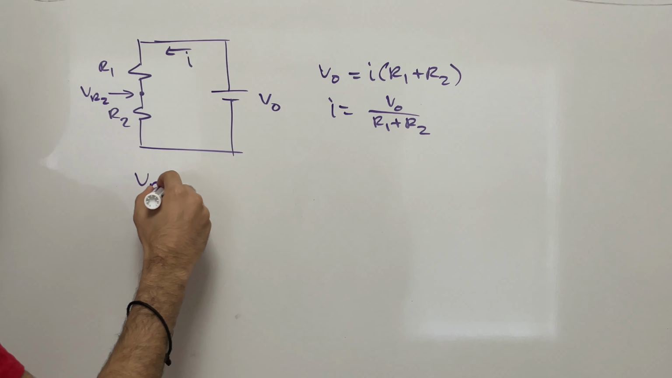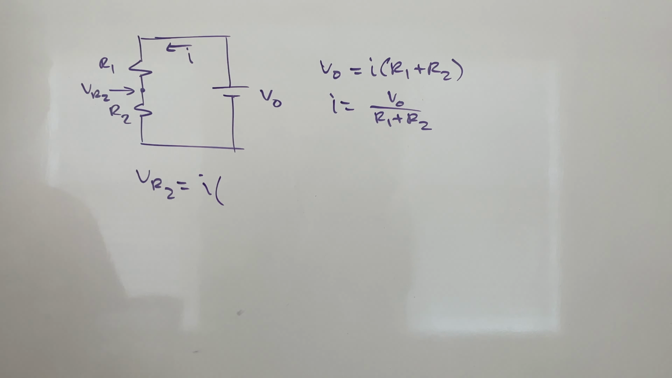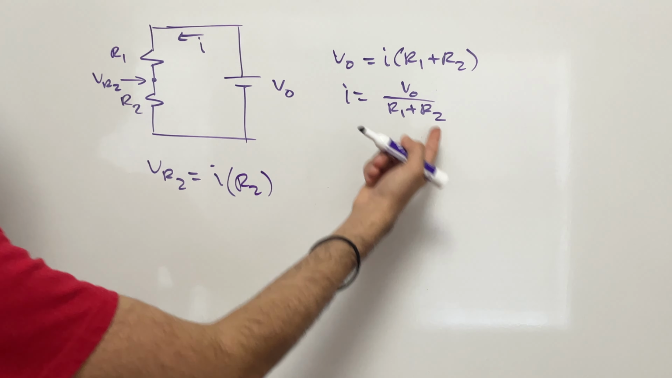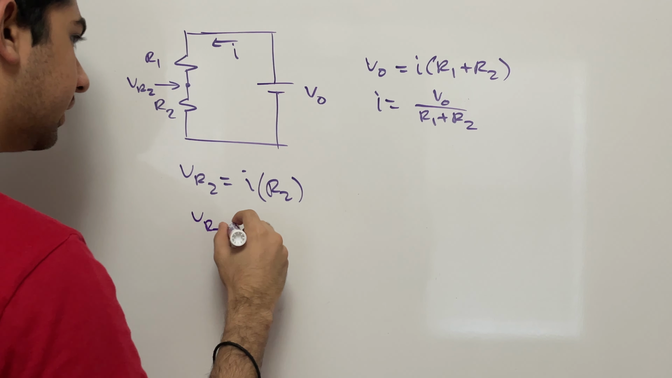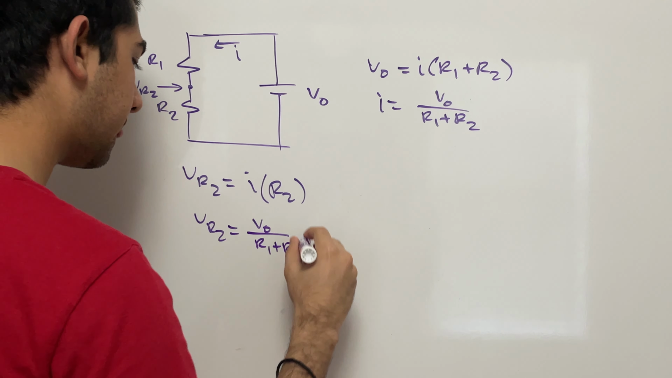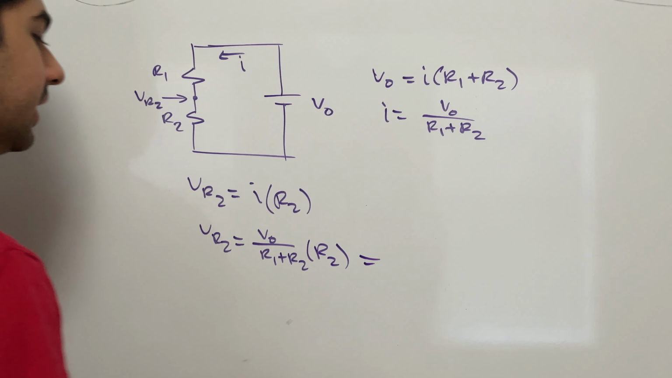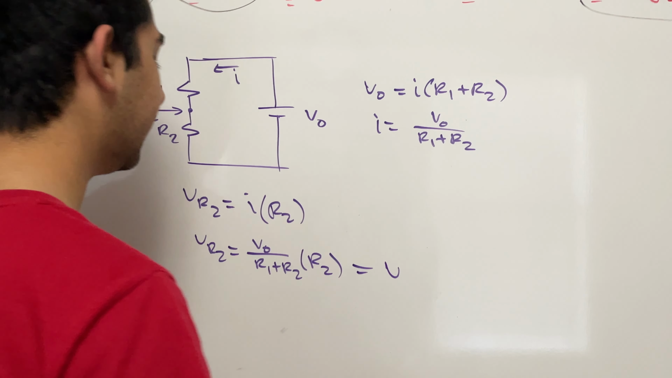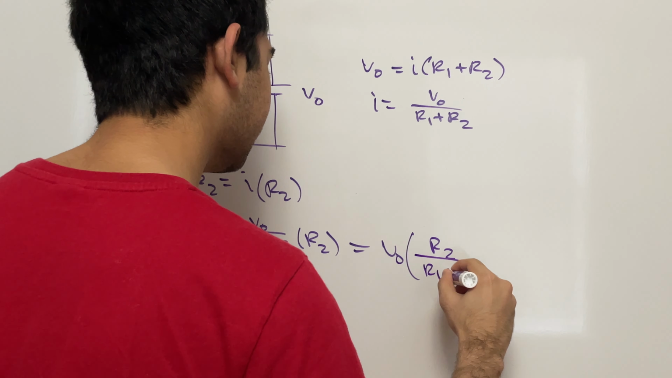Voltage at this point is going to be equal to the current times R2. But current in this case is just V naught over R1 plus R2. So I get VR2 is equal to V naught over R1 plus R2 times R2. And if you rewrite it in better terms, VR2, as we already said, is V naught times R2 over R1 plus R2.